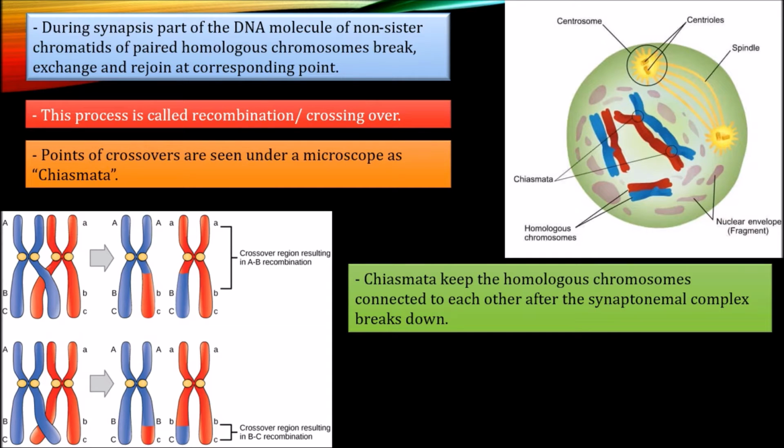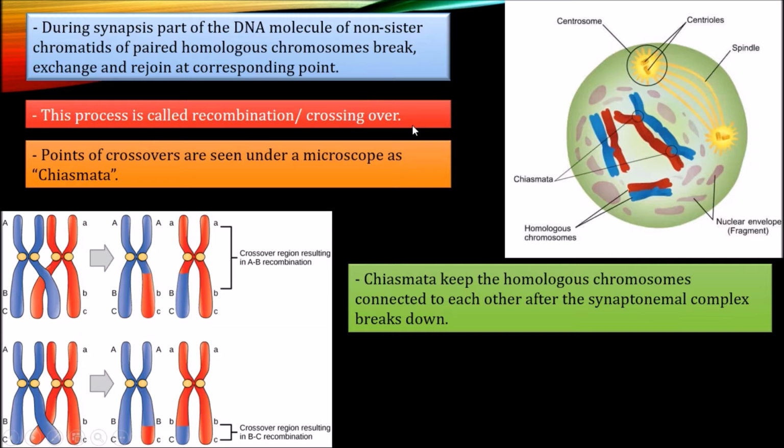Chiasmata keep the homologous chromosomes connected to each other after the synaptonemal complex breaks down. Commonly, each homologous pair of chromosomes can have crossovers up to 25. The spots where crossovers happen are more or less random, leading to the formation of new remixed chromosomes.